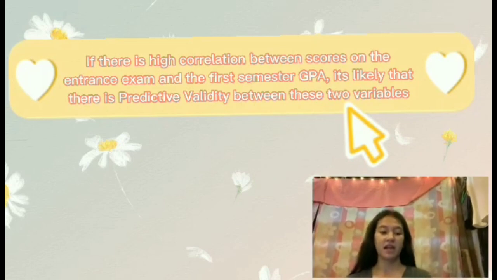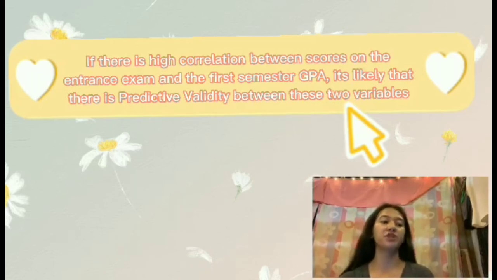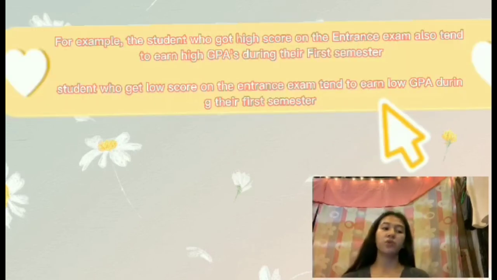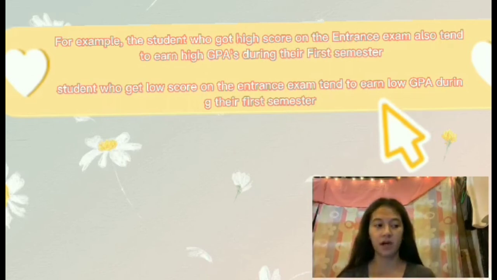variables. In other words, the score that a student receives on the particular college entrance exam is predictive of the GPA they are likely to receive during their first semester in college. For example, a student who got a high score on the entrance exam will get a high average in the first semester. Then a student who gets a low score on the entrance exam tends to earn a low GPA during their first semester.